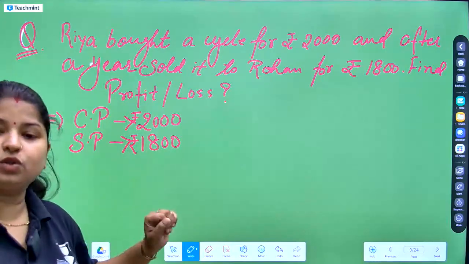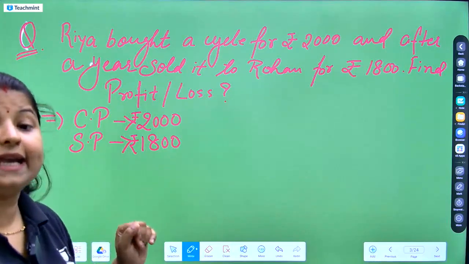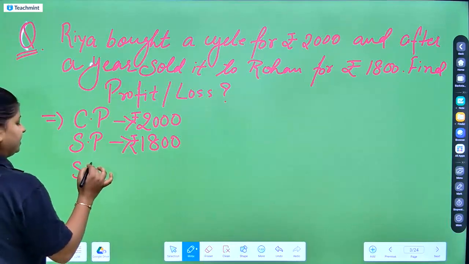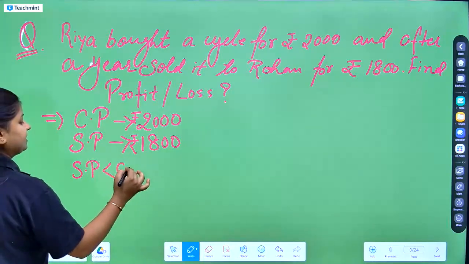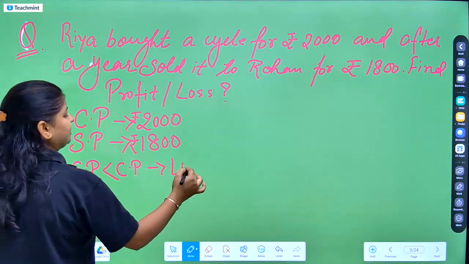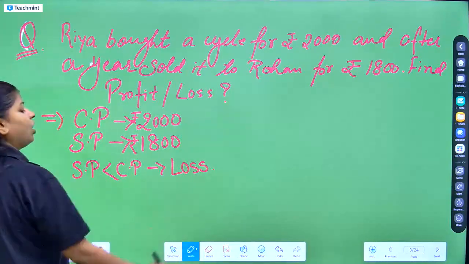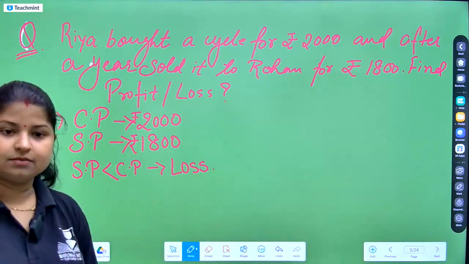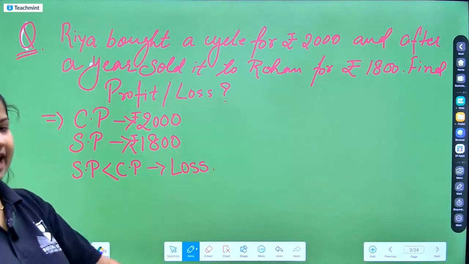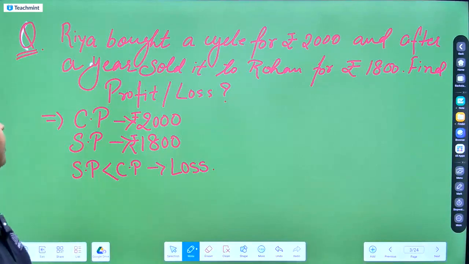Bought for 2000, sold it for 1800. That means from here we can derive that selling price is less than the cost price. And whenever selling price is less than the cost price, we incur what? Loss. Ma'am, explain again. Yes, beta, I'm explaining only. I haven't finished yet, beta.